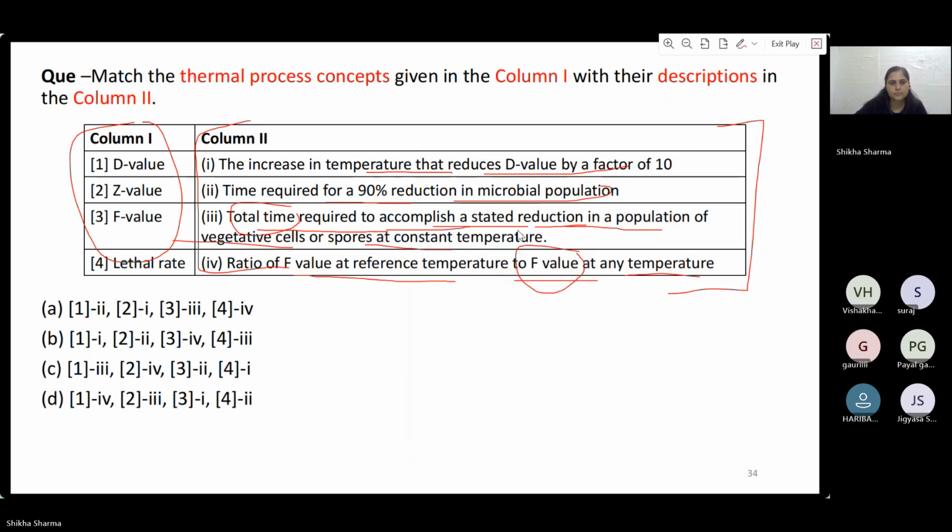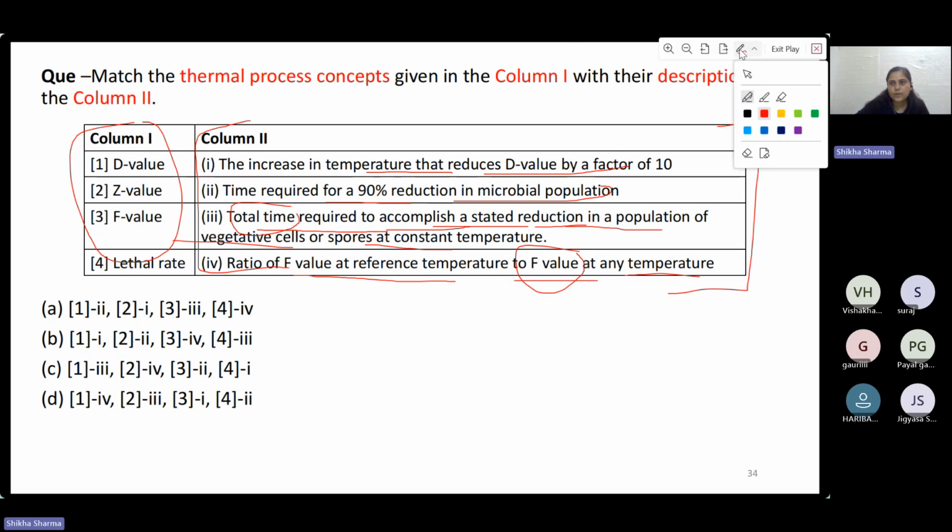Option A. We got two answers, B and A. Let's see which one is correct.